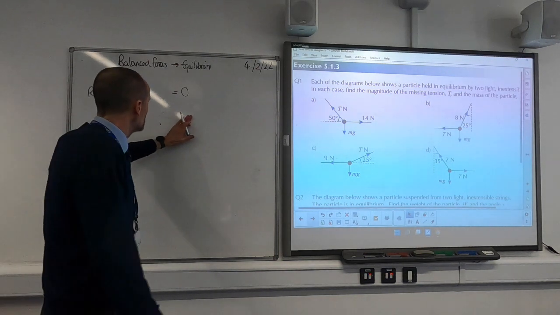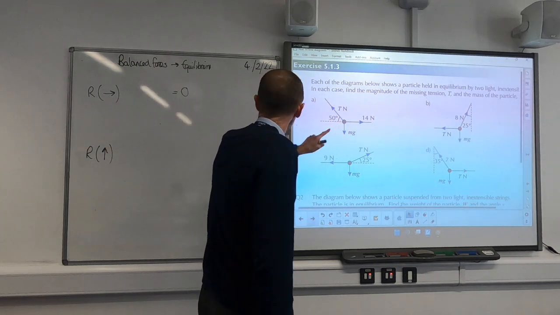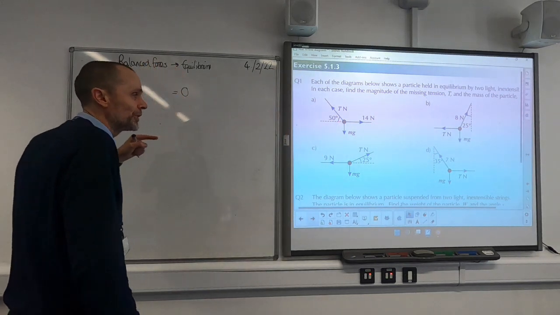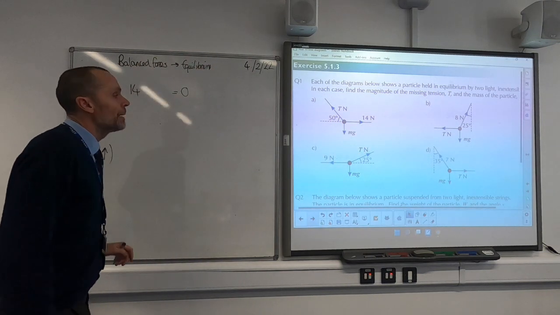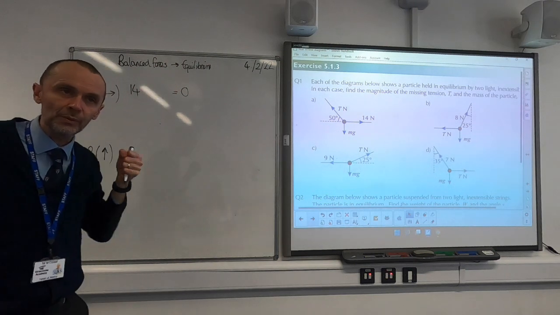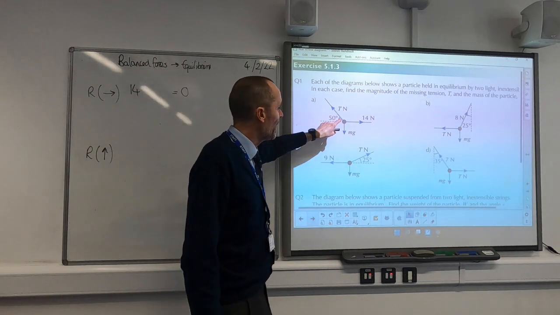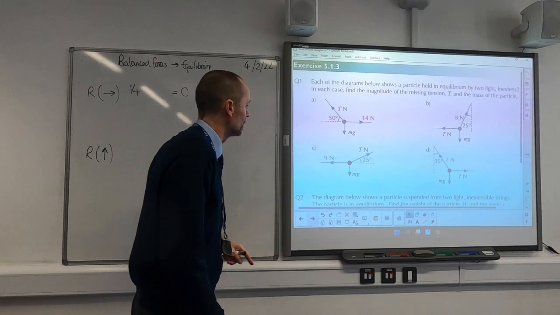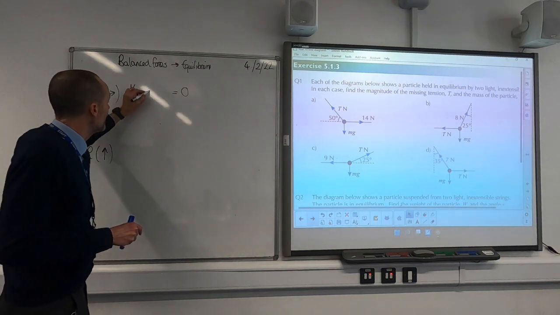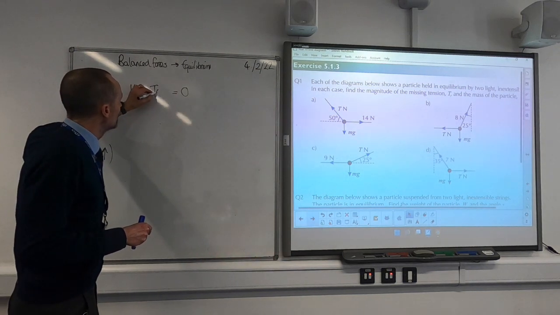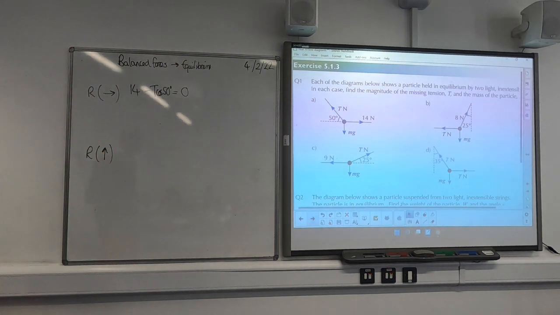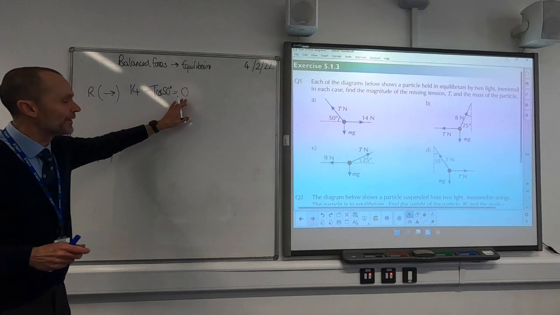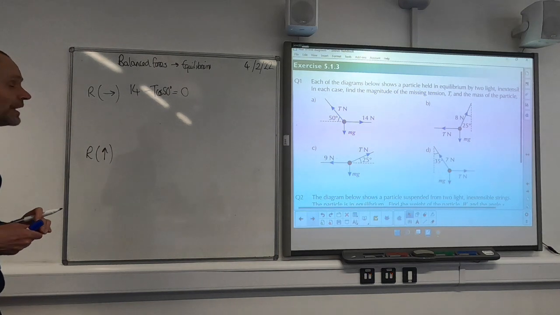So in this situation here, if I'm resolving horizontally, I've got a 14 Newton force pulling it that way, but I've got another force pulling it this way. It's the effect of that force going at an angle. And if you've watched the videos, you'll know that the effect of that force is T times the cos of the angle. I know the angle, so it's T times the cos of the angle. And those two forces are balanced, so they equal 0, which gives us no acceleration.